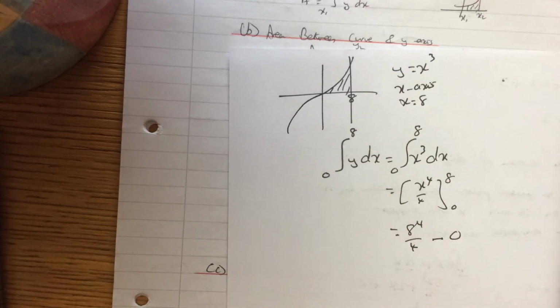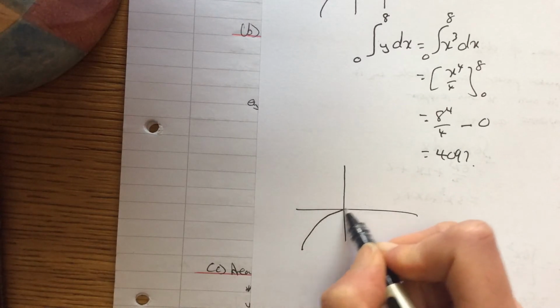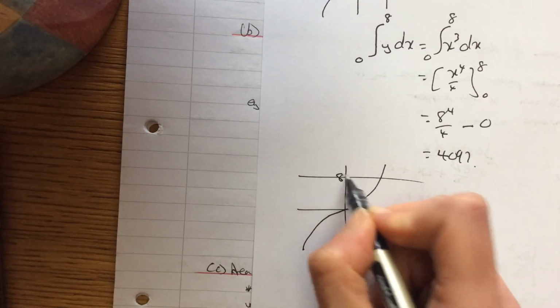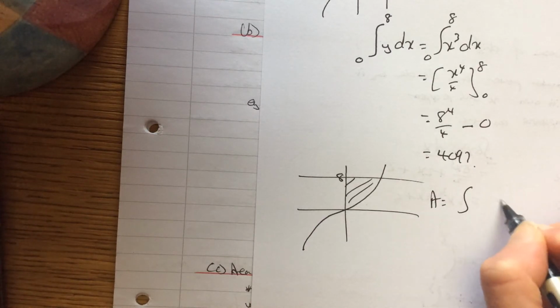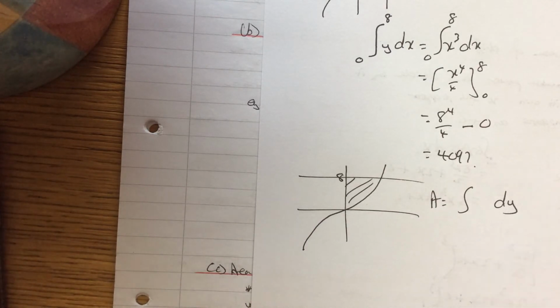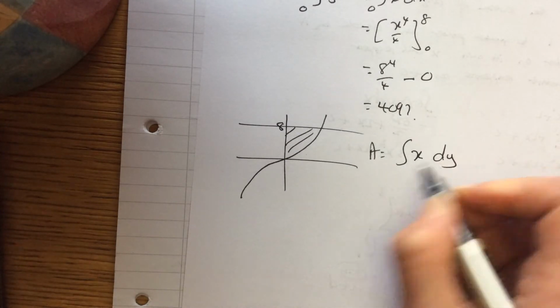So you just do it on your calculators: 8 to the power of 4, take away 4, gives me an area of 4092. But this question wanted me to integrate curling up to the y-axis, was this area. So the area is integrating the y's. So I write dy. So x must go in here.